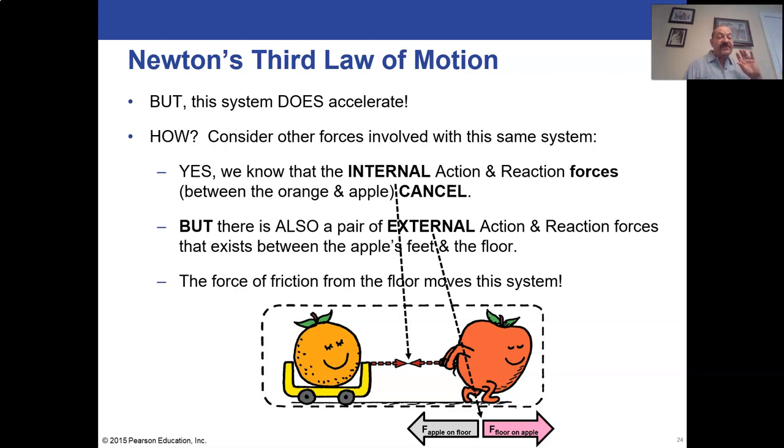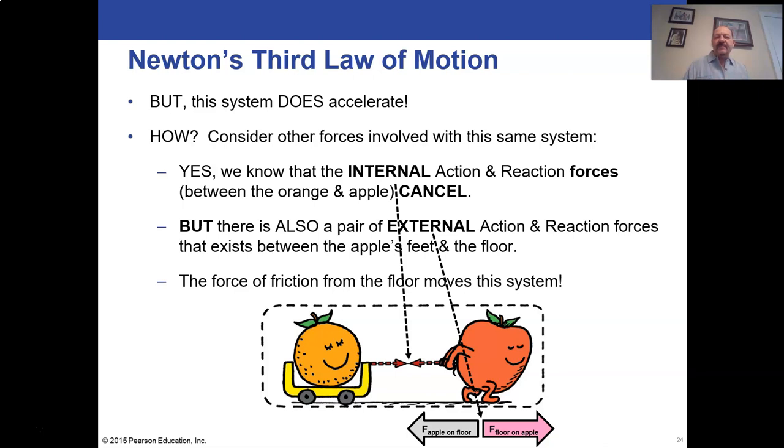When tires turn, they're turning in such a way that the surface of the tire is hitting the ground going backwards to drive the body of the car forward. So in this case, the apple is walking, pushing on the floor. Well, that doesn't change the movement of the system because that's not acting on the apple-orange system. It's the floor acting on the apple, which is part of the apple-orange system. It's the floor's friction acting on the apple. Now, that's what's driving the motion forward.